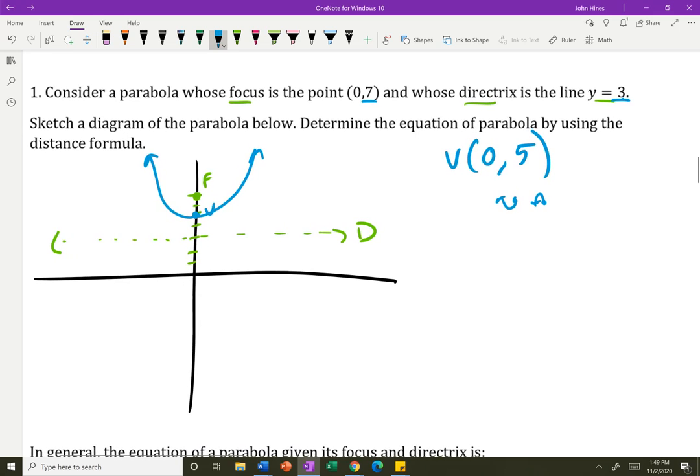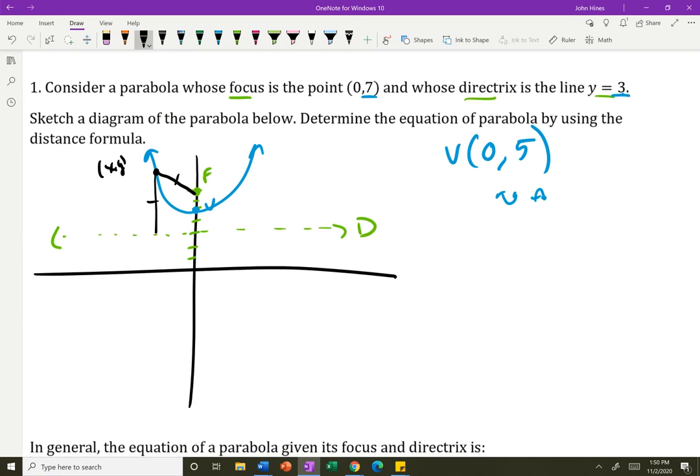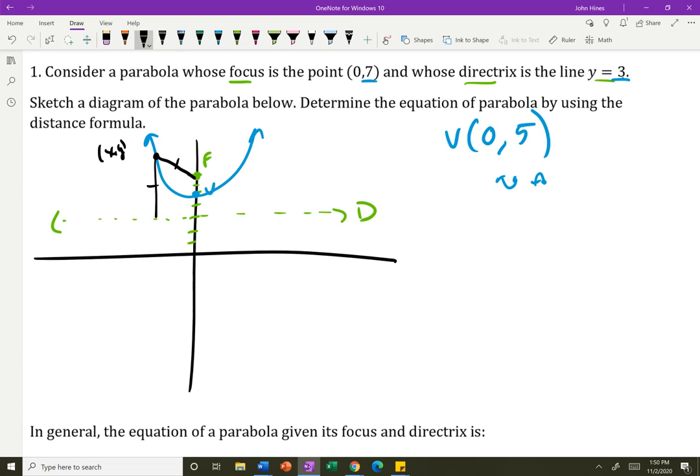So determine the equation of this parabola here. Here's the long way that we do it: we pick a point called (x, y) and find the distance from focus to parabola, parabola to directrix. That's how we would really do this. I'm going to do this once, and you're never going to have to do this.